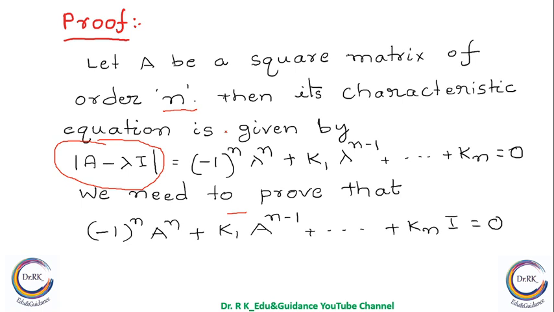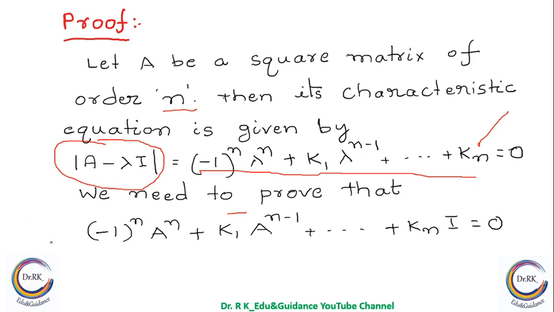So det of A minus lambda I, since it is a matrix of order n, is a polynomial of order n: minus 1 power n lambda power n plus k1 lambda power n minus 1 plus so on plus kn equal to 0. Why is this minus 1 power n? Depending on the order of the matrix, if it is a matrix of order 3 by 3, then we'll have minus lambda cube plus so on. That's why it is minus 1 power n lambda power n, k1 lambda power n minus 1, and so on, equal to 0.